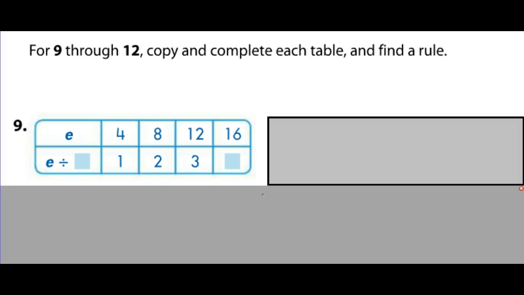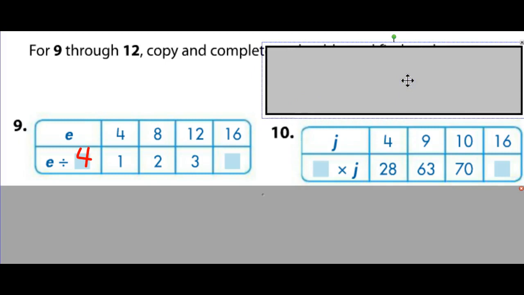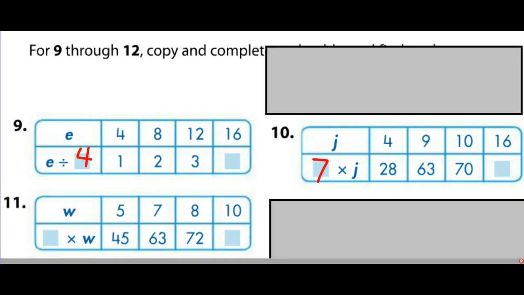Okay, number 9 is a division. 4 divided by what is 1? The answer there is 4. Okay, our next one is a multiplication. Go ahead and do that. This one is times 7. And then let's do one more. So when you look at this, W times what equals 45? And that is an answer of 9.